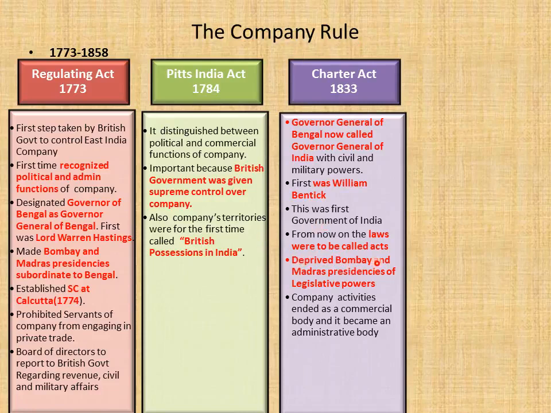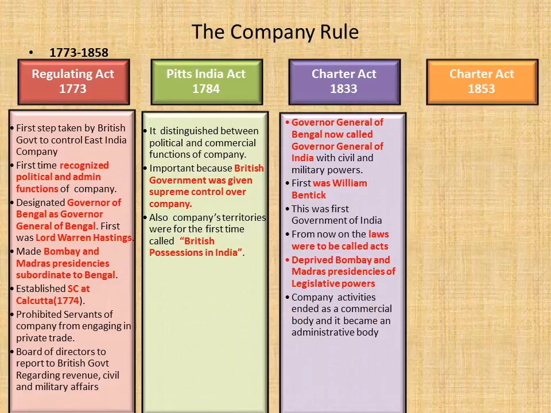Another important point was that it deprived the Bombay and Madras presidencies of legislative powers. Initially, in the Regulating Act, they were made subordinate to the Bengal presidency, but now their legislative powers have also been taken away. So this is further centralization of powers by the British government. The company's activities ended as a commercial body and it became an administrative body. Though this point is not very important, you must go through it once.